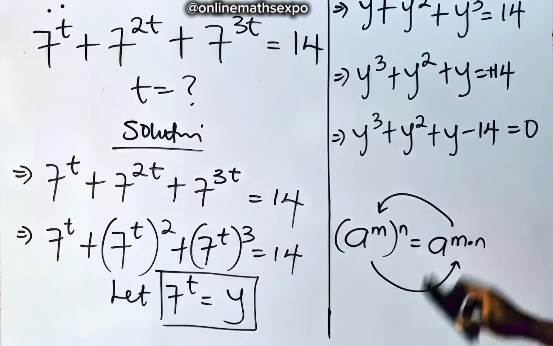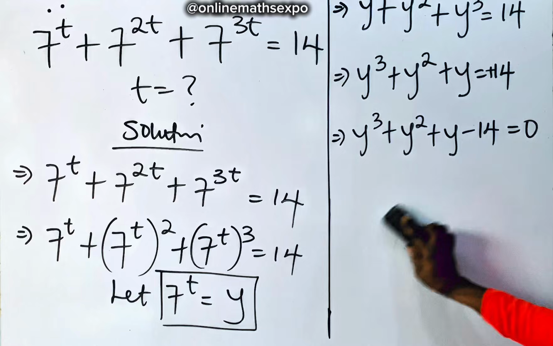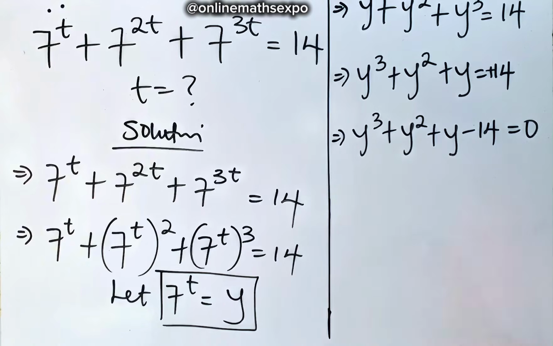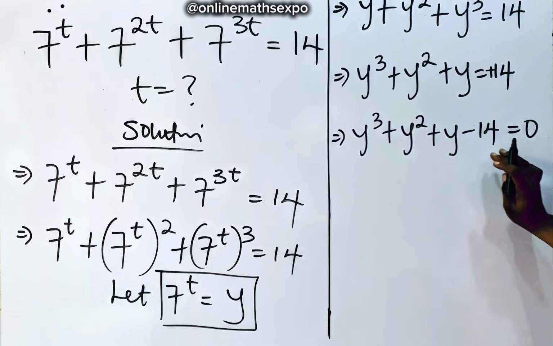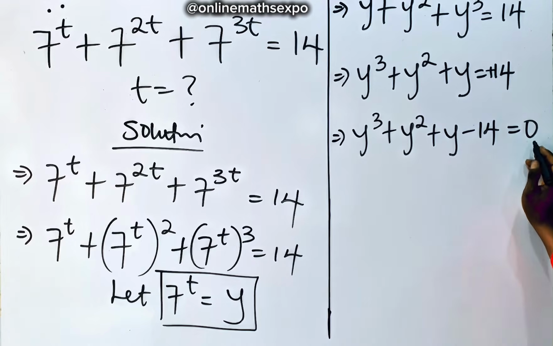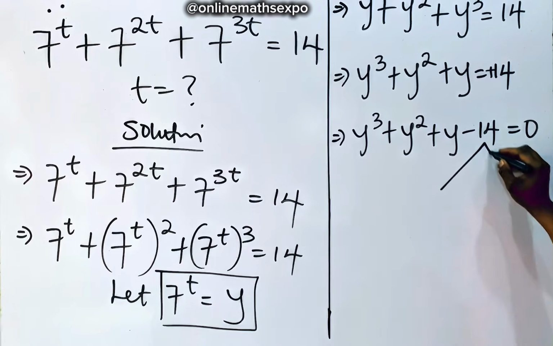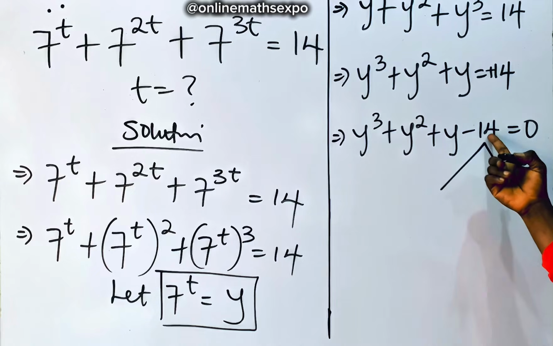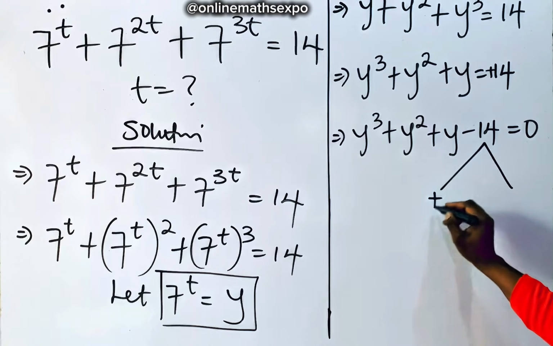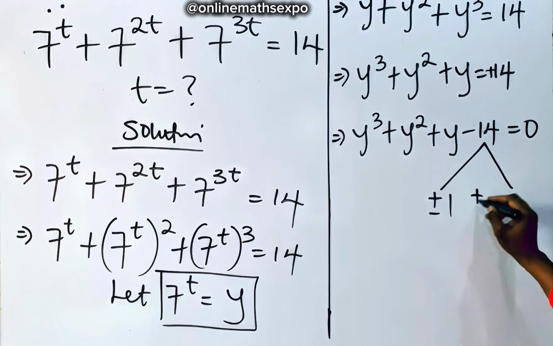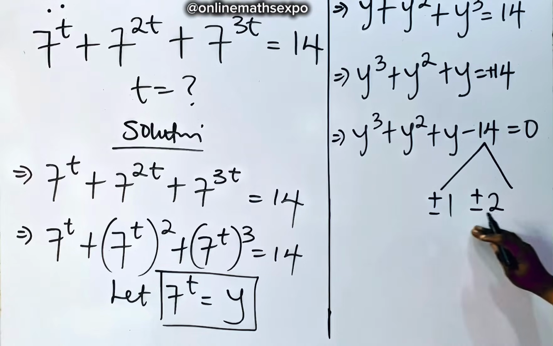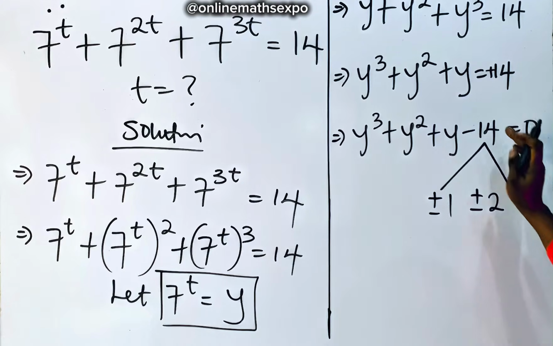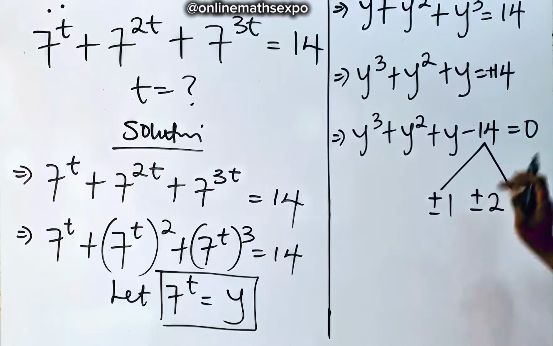So to do that, we are going to get the factors of this number 14, that when we substitute here, it should be equal to 0. So we are going to go with both the positive and negative values of factors of 14. We have plus or minus 1, we have plus or minus 2, and the rest of them. So we are going to check for the one that when we substitute, it should be equal to 0. Let's do that together.